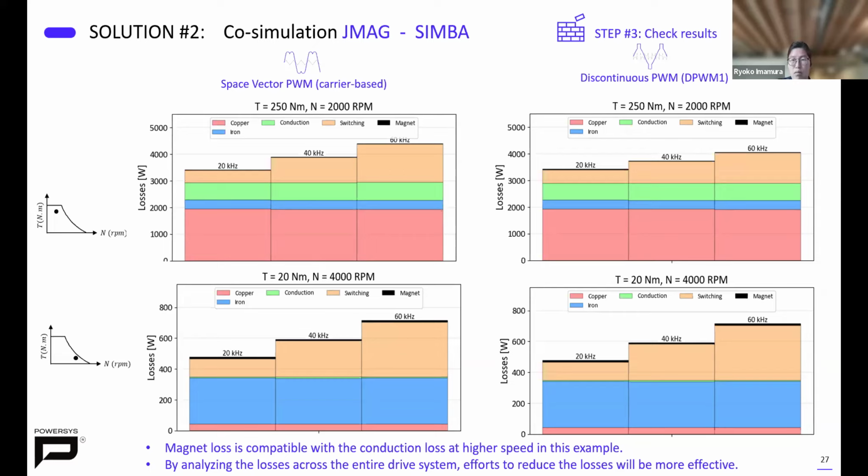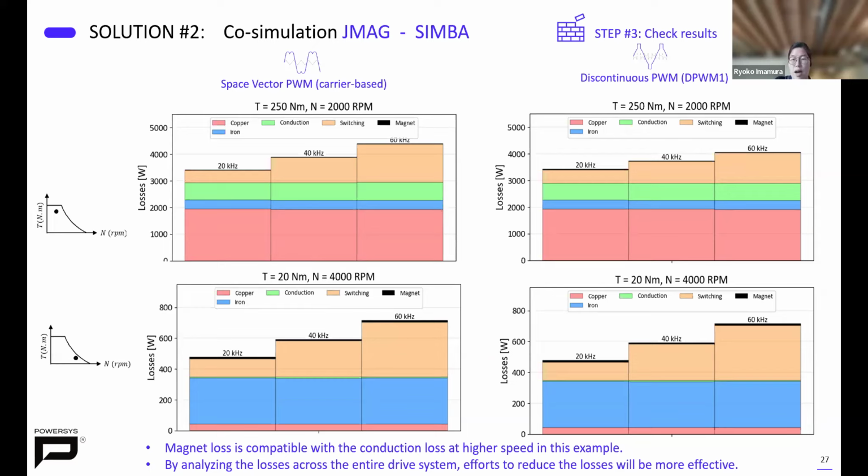As switching frequency increases from 20 to 60 kHz, we see clear trends. Switching losses grow rapidly. Iron and magnet losses increase at higher speed, especially in the bottom plots. And notice the small black segments on each bar. That's magnet loss, calculated from the eddy currents in the rotor magnets. This would not show up in the JMAG-RT simulation, and is only visible in direct coupling mode. In this particular example, we see that magnet loss is comparable to the conduction loss.